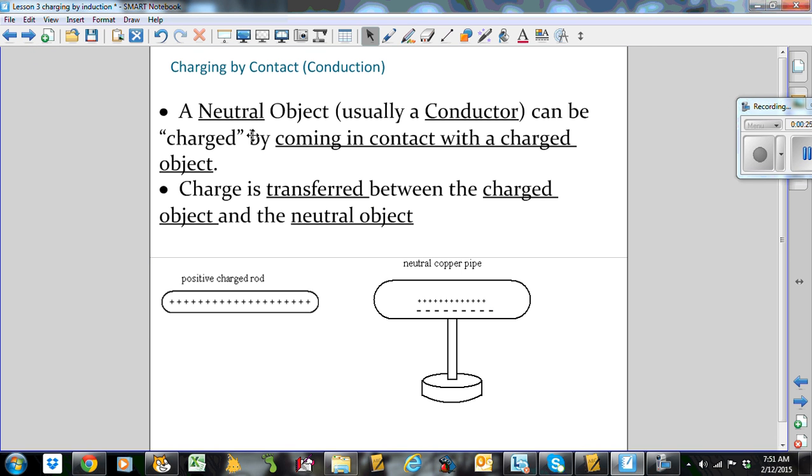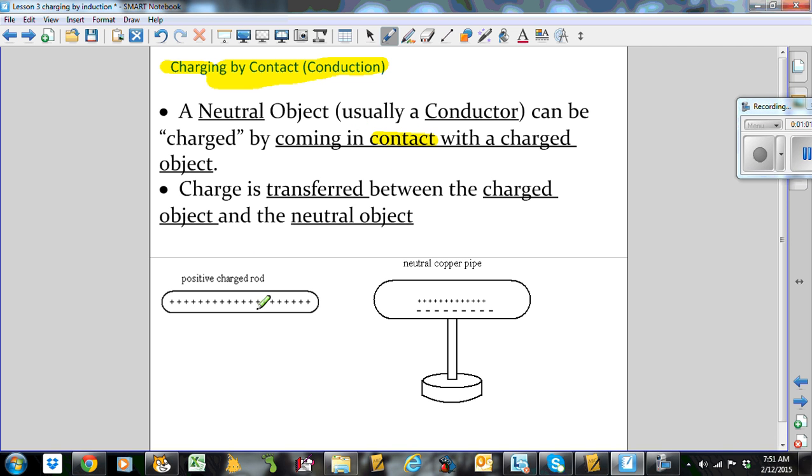First of all, we're going to be talking about charging by contact, which is conduction. You might want to highlight that right here. Charging by contact, or conduction. A neutral object, usually a conductor, can be charged by coming into contact, and contact is the key word here, with a charged object. Charge is transferred between the charged object and the neutral object. If you need to pause the video as you're getting down some of these words, it's probably a good idea.